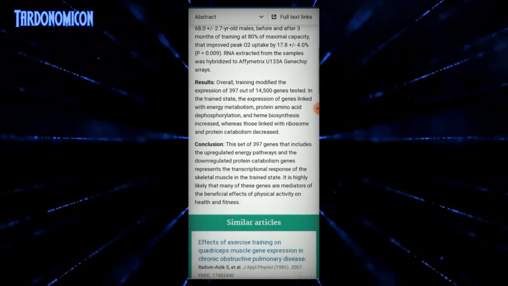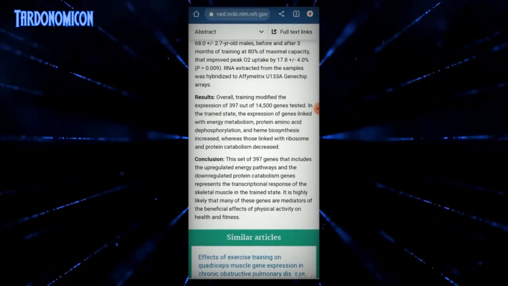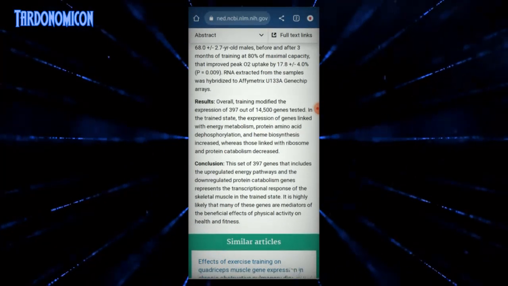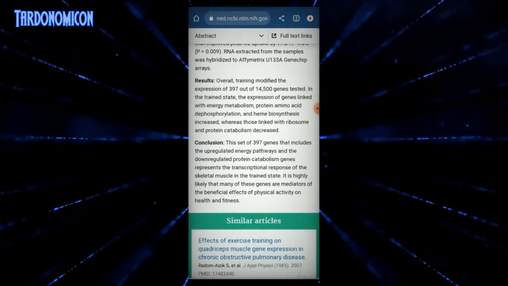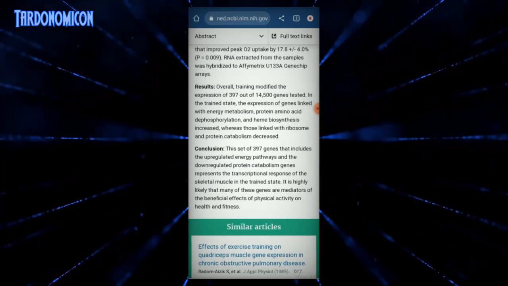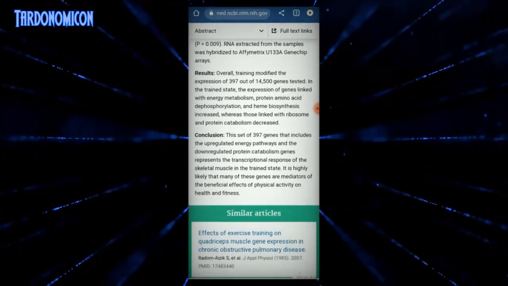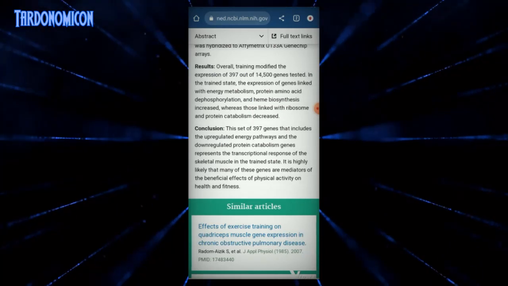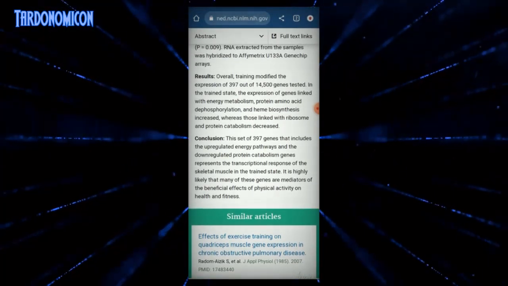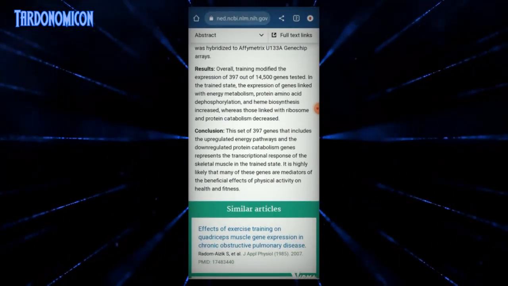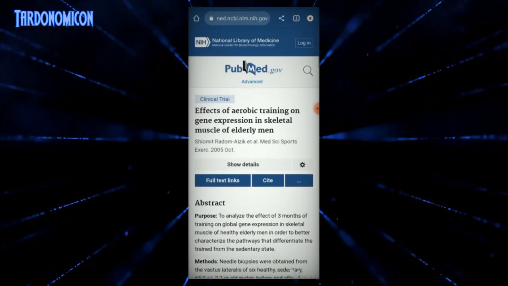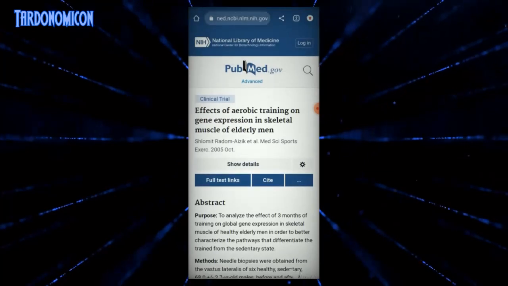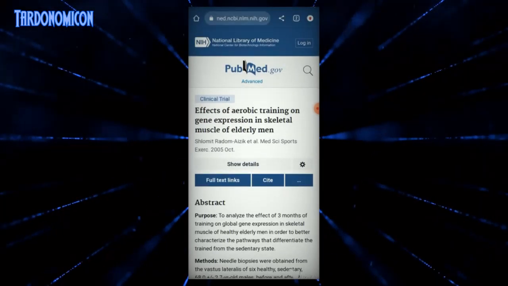Conclusion. This set of 397 genes that includes the upregulated energy pathways and the downregulated protein catabolism genes represents the transcriptional response of the skeletal muscle in the trained state. It is highly likely that many of these genes are mediators of the beneficial effects of physical activity on health and fitness. So yes, aerobic exercise also helps to reduce sarcopenia.